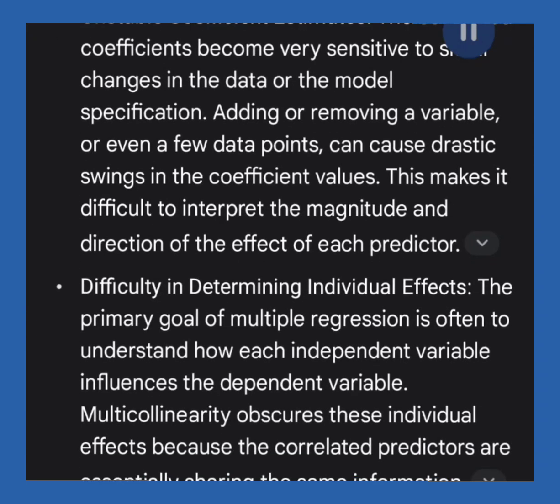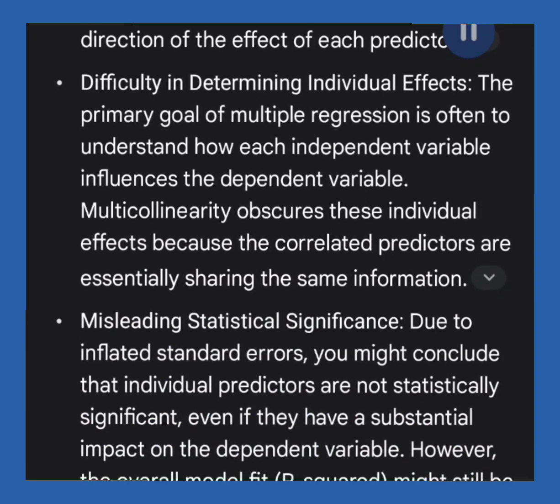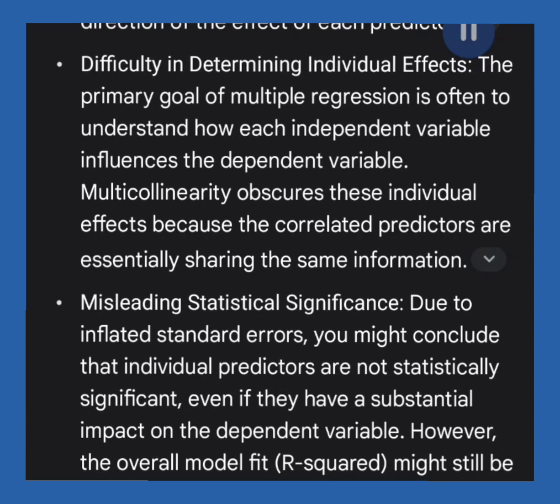Difficulty in determining individual effects. The primary goal of multiple regression is often to understand how each independent variable influences the dependent variable. Multicollinearity obscures these individual effects because the correlated predictors are essentially sharing the same information.